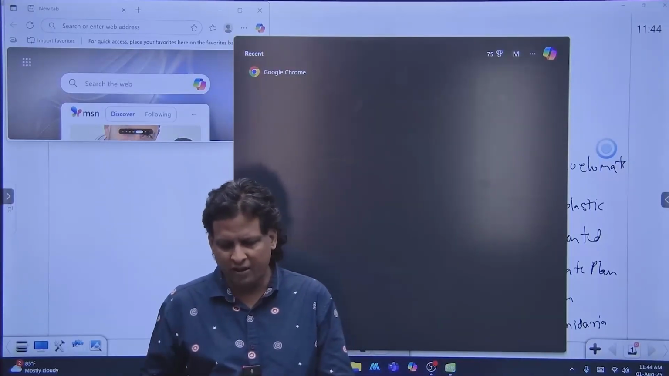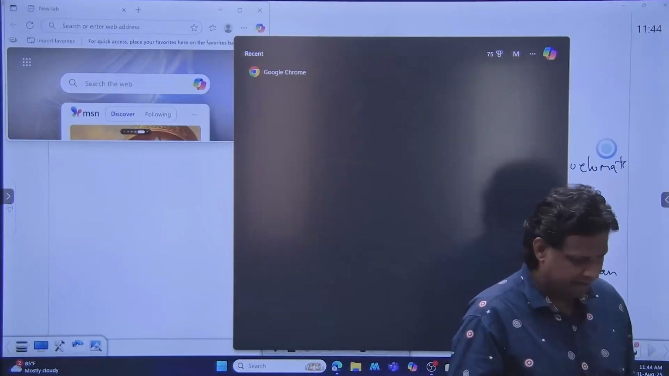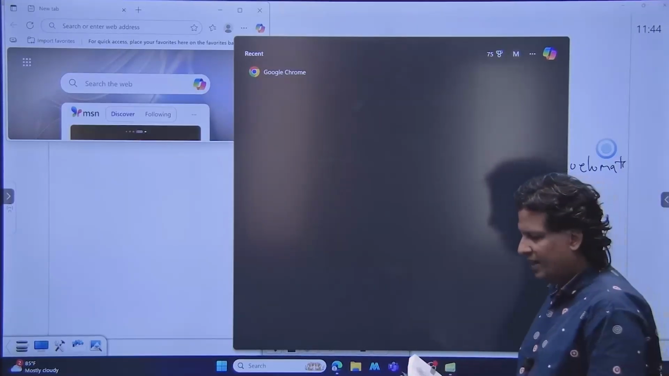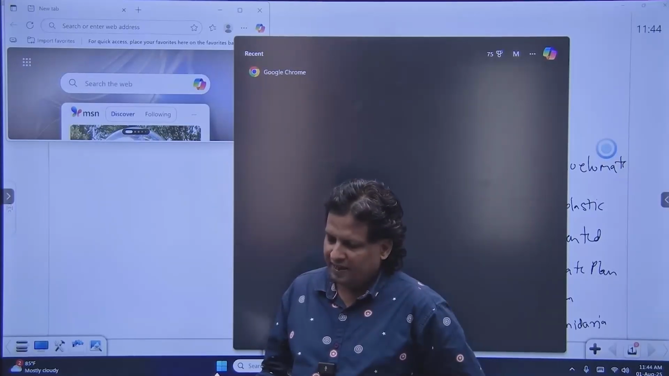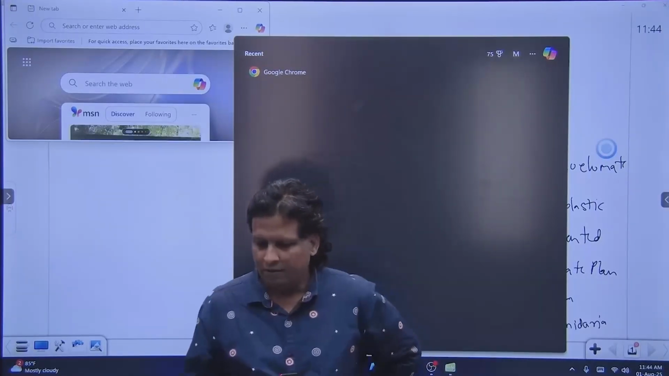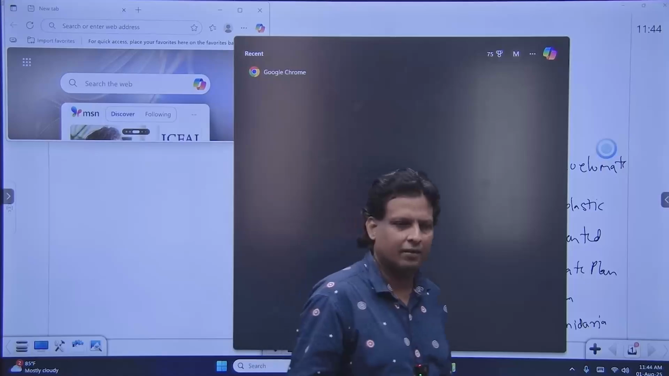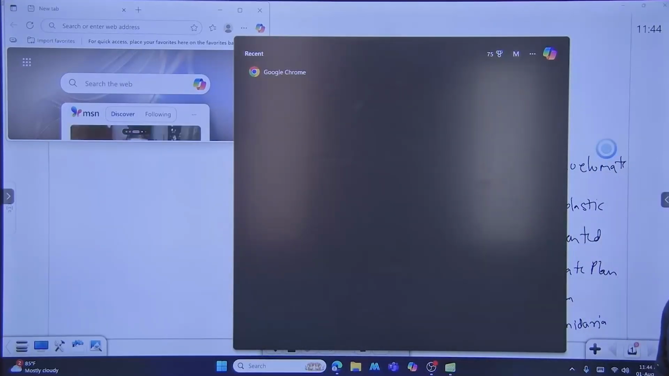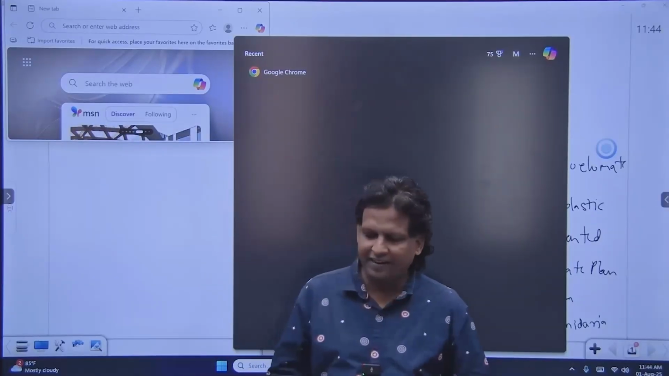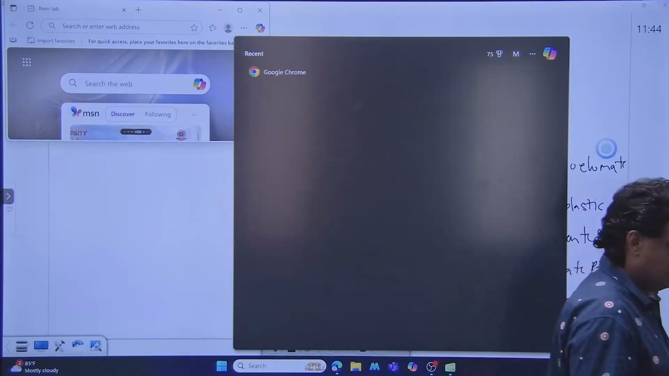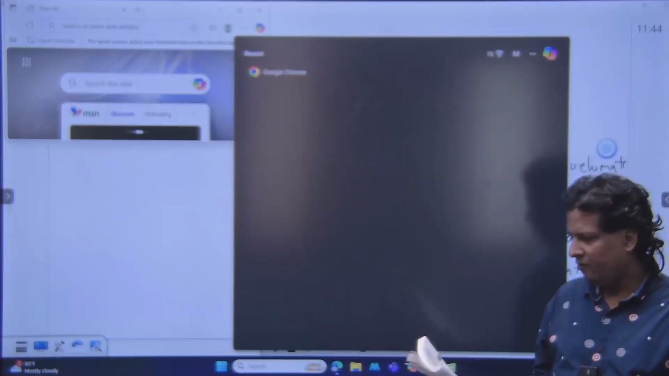Cnidarians reproduce both sexually and asexually. Asexual reproduction takes place by budding and regeneration. Sexual reproduction takes place by gamete formation. Two types, you can note this down. Asexual reproduction takes place by budding and regeneration. Write this. Budding means segments are formed. Regeneration means a new animal is formed.